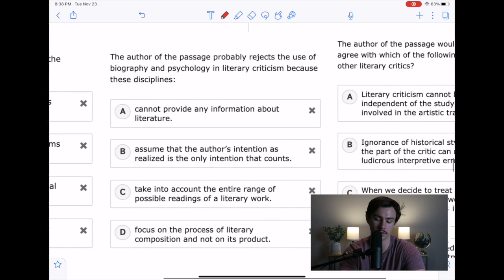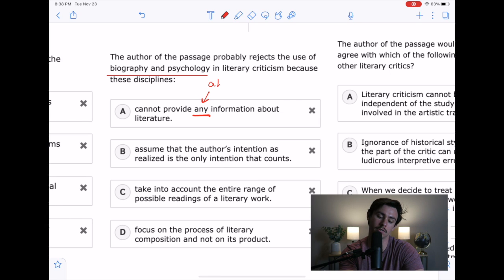So if I'm going to rephrase this question, I'm going to say, why is the author hating so hard? Why does the author dislike biography and psychology? A says she's rude. Oh, no, sorry, I can't read. A says that these disciplines cannot provide any information about literature. Well, that's not true, right? She kept doing her due diligence and just in being like, I mean, it's still valuable, yada, yada, yada. It's just not criticism. So any is a strong word, okay?